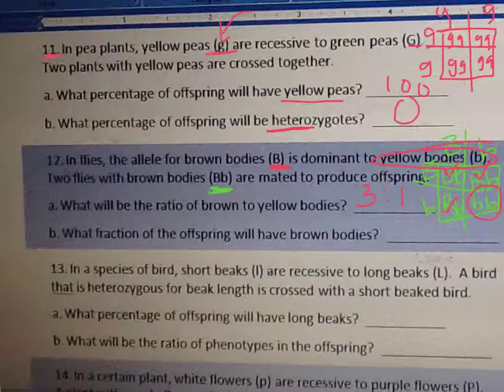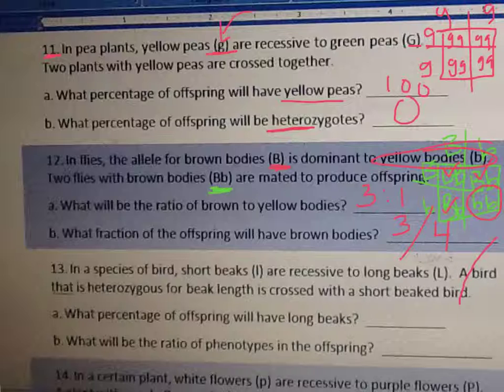Okay? What fraction of the offspring will have brown bodies? Okay, you just counted. You have 3 brown bodies, right? Out of how many? 4. Those should be getting easier for you.